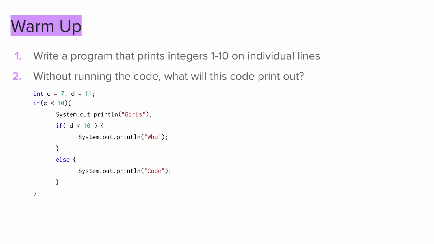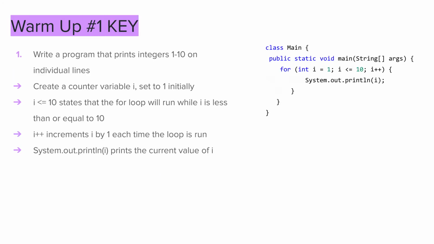The first warm-up asks us to write a program that prints the integers 1 to 10 on individual lines. It's pretty straightforward, so you can pause the video here, create a new REPL, and try it yourself. If you're stuck, don't overthink the problem. We aren't working with nested for loops yet, so this program should only require one loop. Once you've finished, take a look at the key.